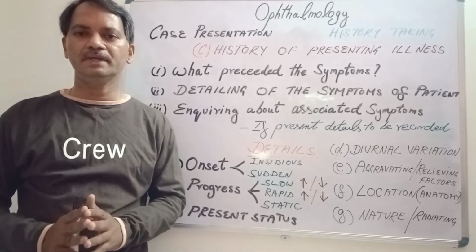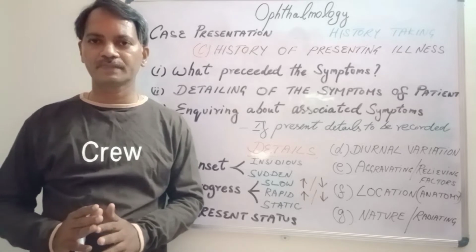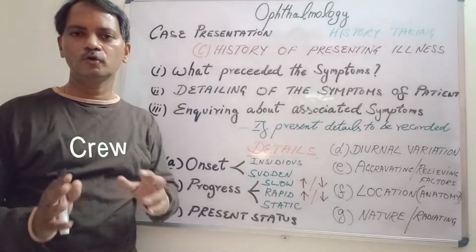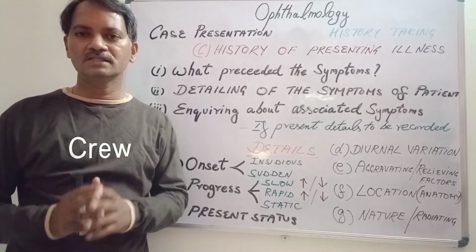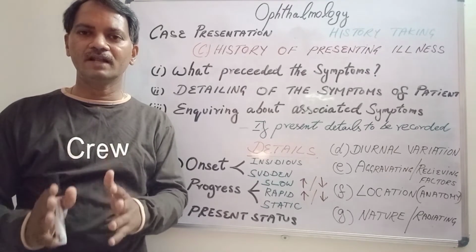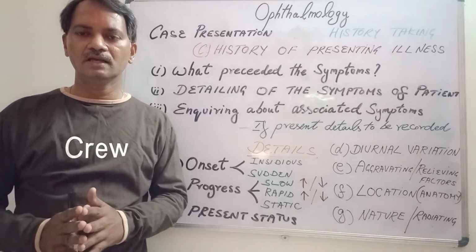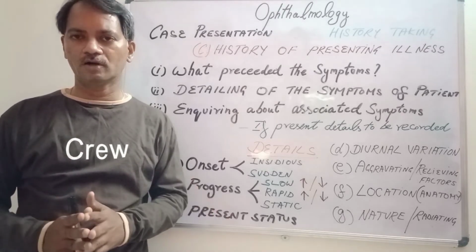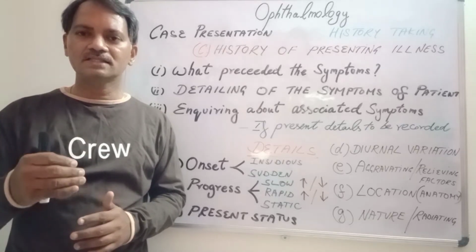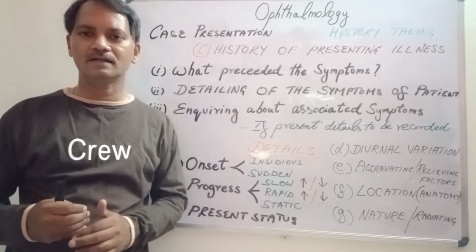What are the things to be covered under the history of presenting illness? We will see now. The first thing is what preceded the symptoms already told by the patient. You should ask the patient, were you apparently normal before developing the pain in the eyes 7 months ago? If the patient says, I was apparently normal, then your next question should be, did it start on its own or was there a preceding event?